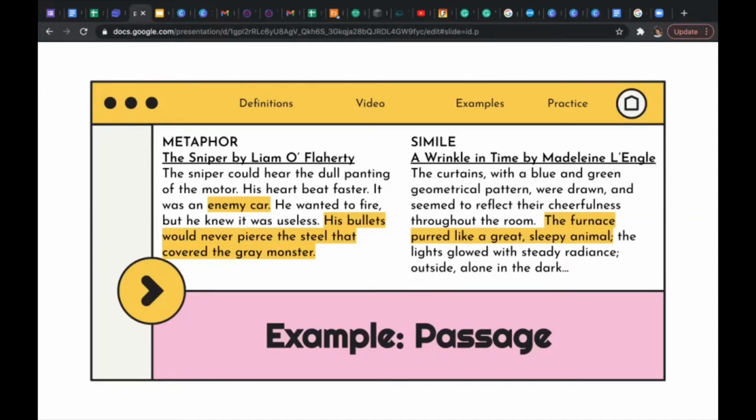And on the right, we have a small snippet from A Wrinkle in Time. You guys might have heard of that book or the movie. And I want to give you guys a minute to read over this passage and understand the simile that is used.